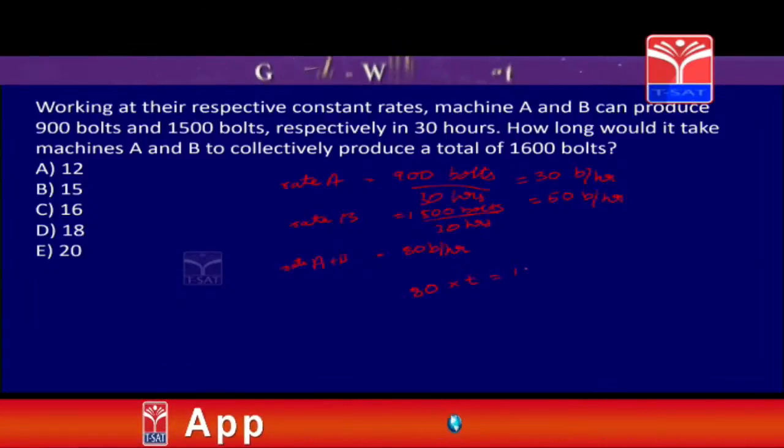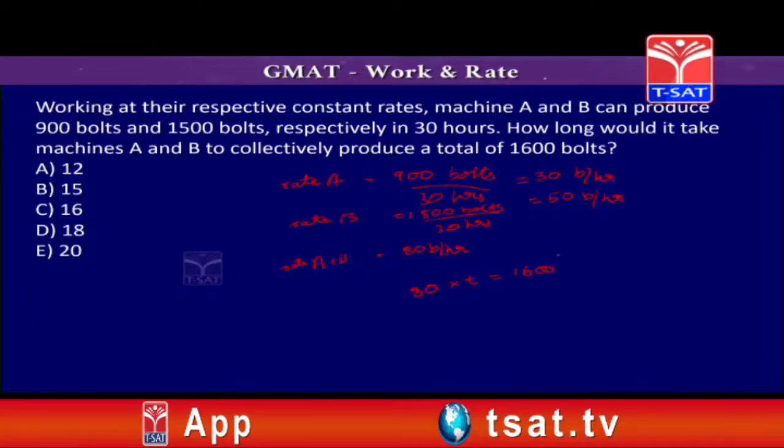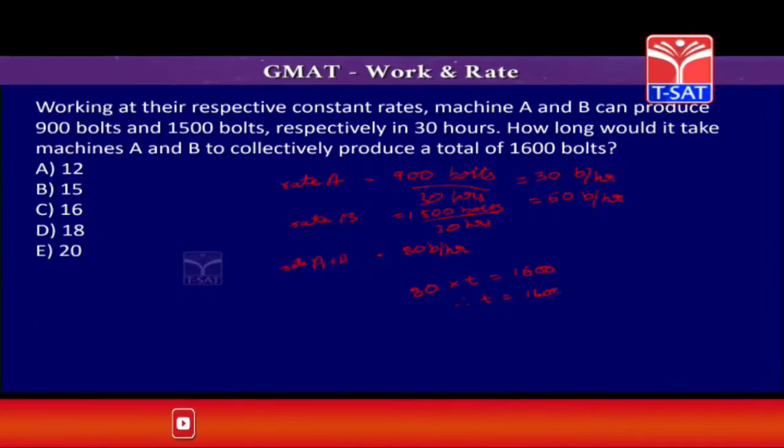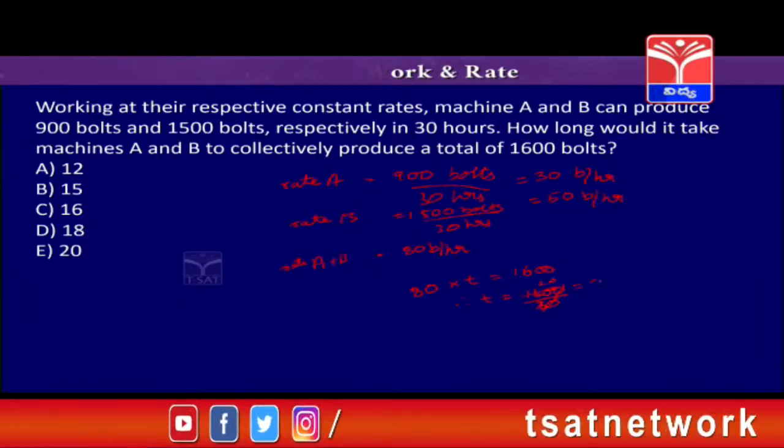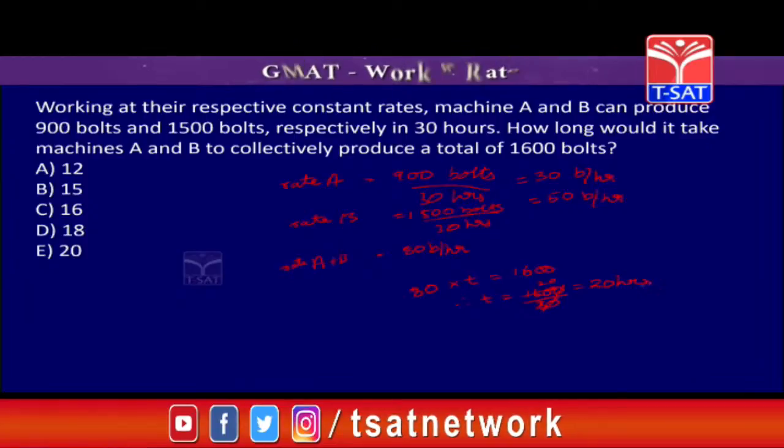The total work is 1600 bolts now. So therefore the time taken will be 1600 divided by 80, which is equal to 20 hours, which is option E. Let's see what the next question is.